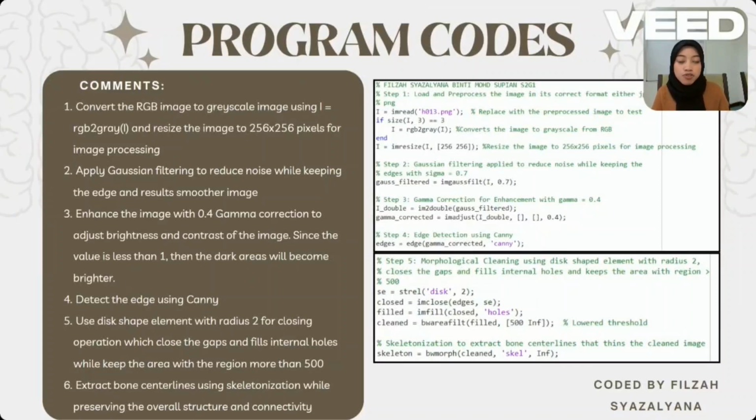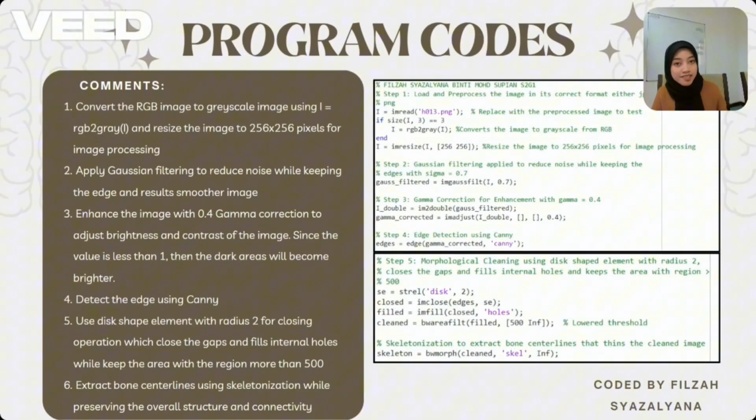This is the program code that is implemented by me. First of all, convert the RGB image to a grayscale image using rgb2gray and resize the image to 256 times 256 pixels for image processing. Second, apply a Gaussian filter to reduce noise while keeping the edges and result in a smoother image. And third, enhance the image with 0.4 gamma correction to adjust the brightness and contrast of the image. Since the value is less than 1, the dark areas will become brighter.